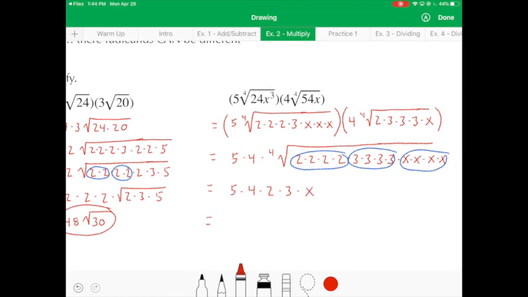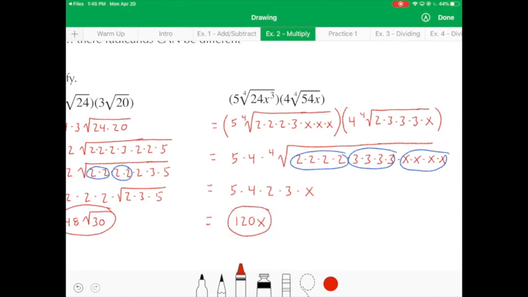And multiply those all together. 5 times 4 is, of course, 20. 20 times 2, 40. 40 times 3, 120x. And there is no need for absolute value on that x now that it's outside the radical, because none of my powers on x were even to begin with. So this is my simplified answer.